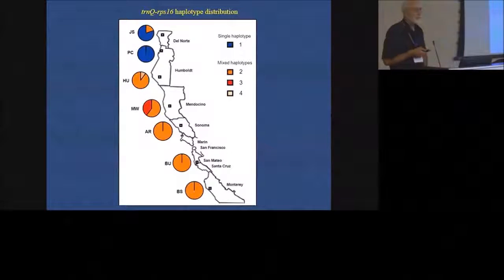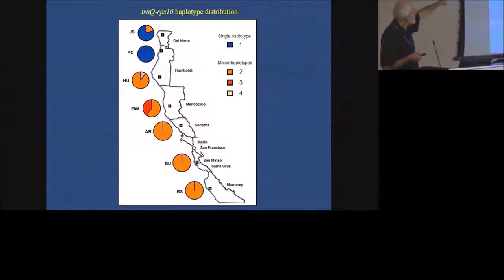But if you look at the distribution, that looks familiar, doesn't it? It looks just like the other one, where the mixed sequence haplotypes range from Humboldt Redwoods, their HU, all the way down to Pfeiffer Big Sur in Monterey County. All of those had mixed sequence haplotypes. Only in Prairie Creek and Jedediah Smith did you see the single sequence haplotypes.